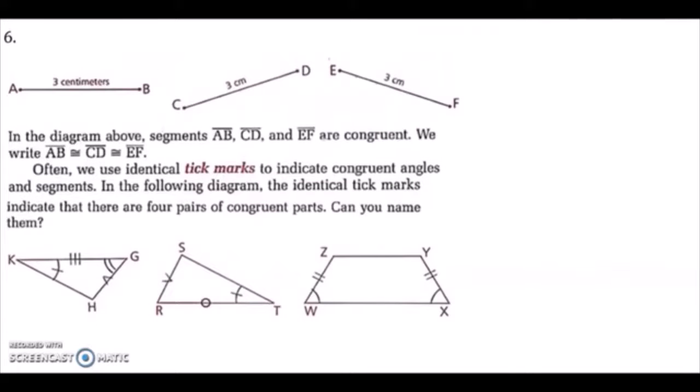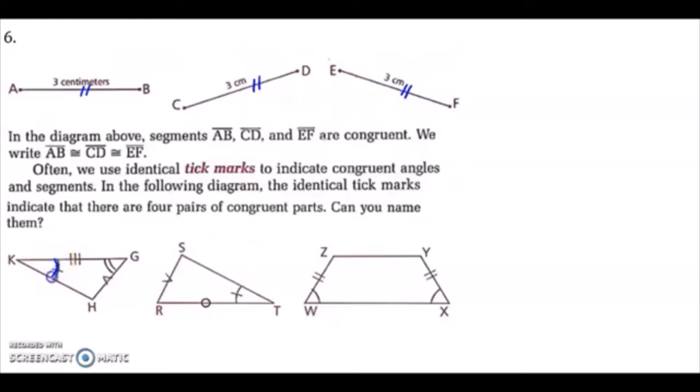In the diagram above, AB, CD, and EF are congruent. So I'm going to mark them congruent with a tick mark. And as long as the tick mark is identical on all three, then I know the three segments are congruent. So in the diagram below, there are 4 pairs of congruent parts. Can we name them?